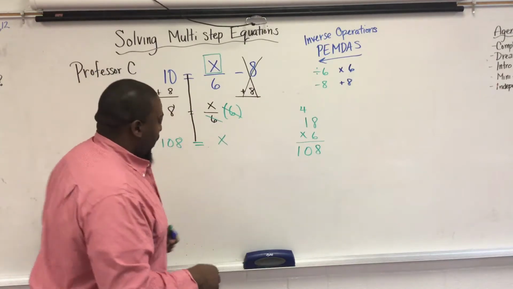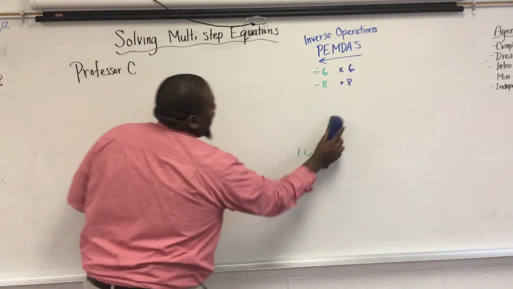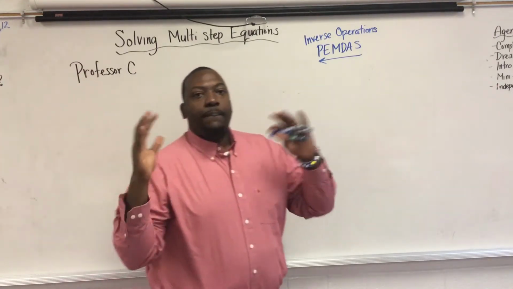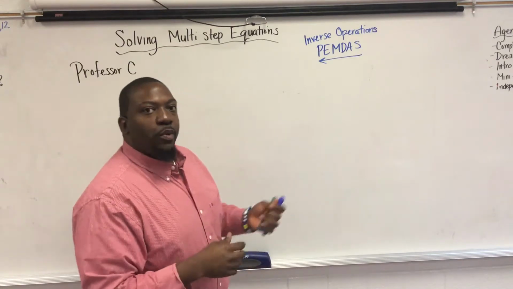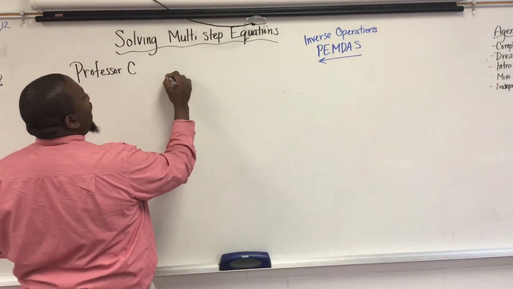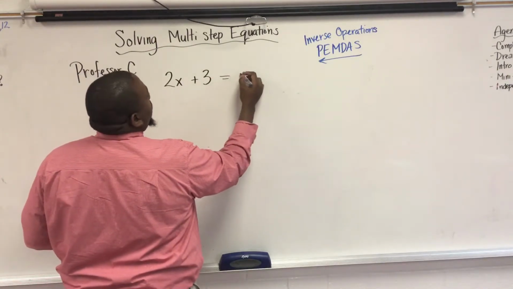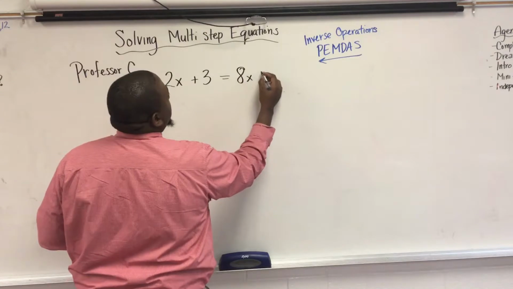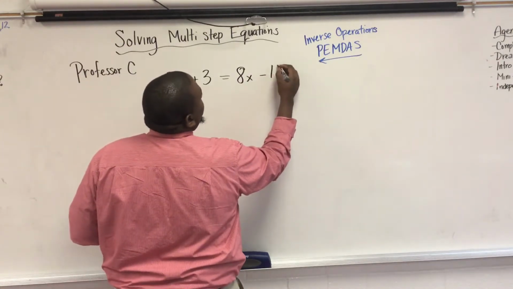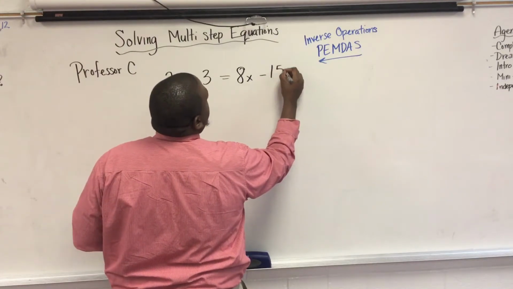Okay? I do want to show you next how to solve equations when the variable is on both sides of the equal sign, and it's going more towards a multi-step equation. So let's use this as an example. 2x plus 3 is equal to 8x minus, let's say, 15. Okay?